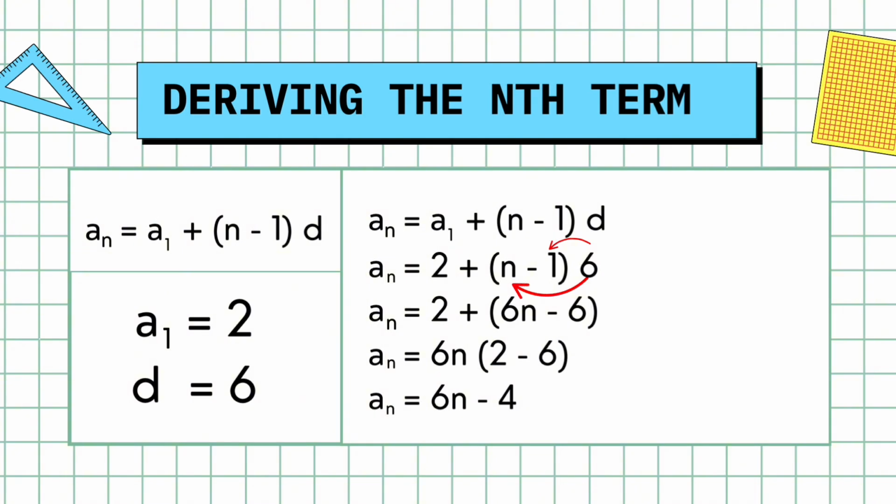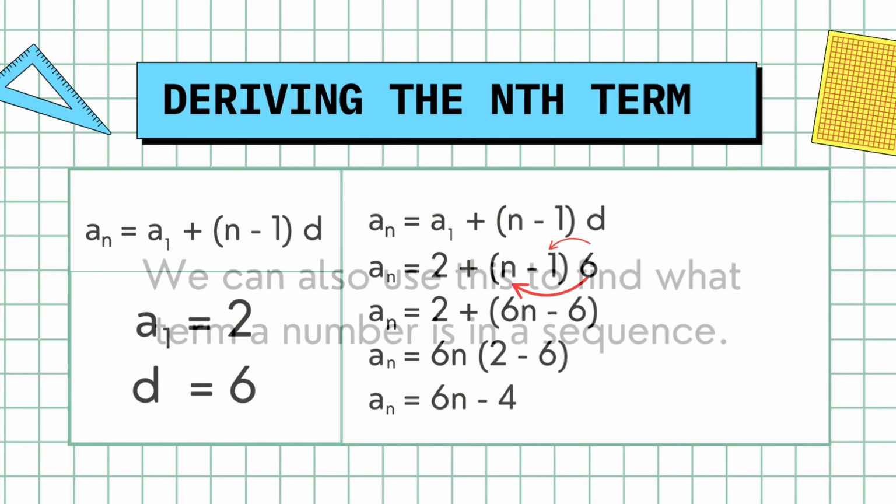Same thing as the previous, we plug it into the formula. So 2 plus the quantity of n minus 1 times 6, we'll get 2 plus the quantity of 6n minus 6, and then we combine like terms to get 6n minus 4.